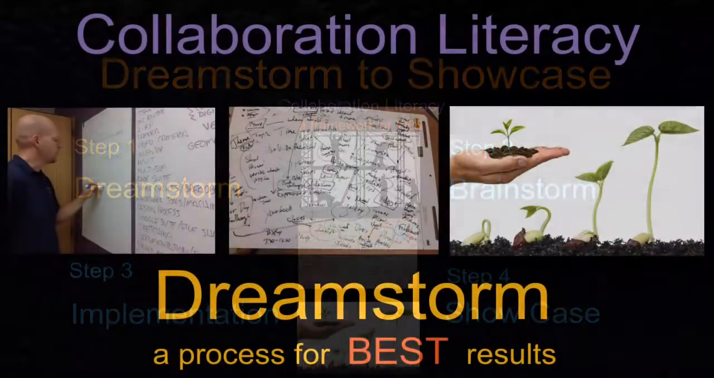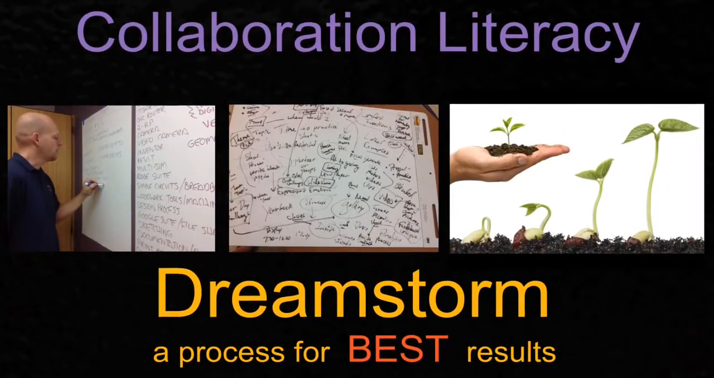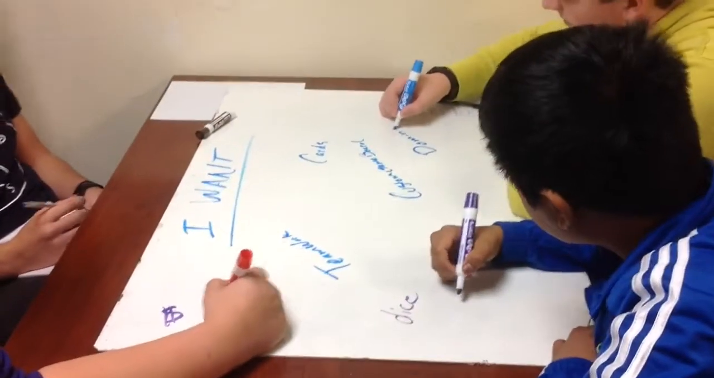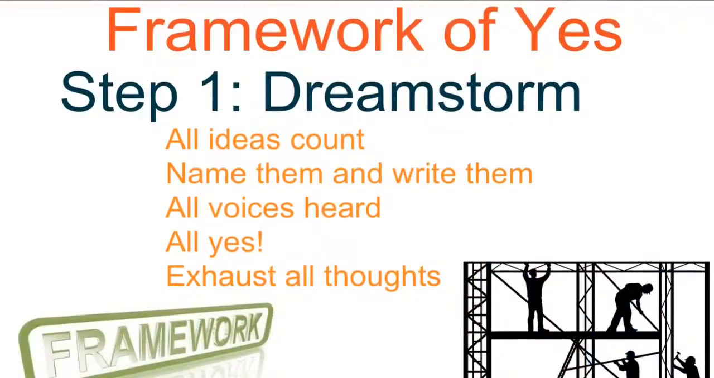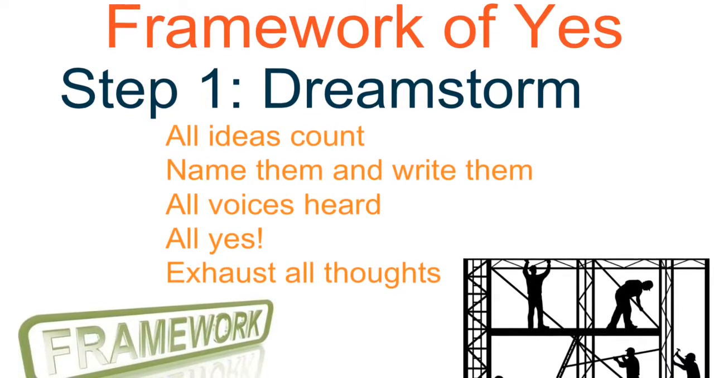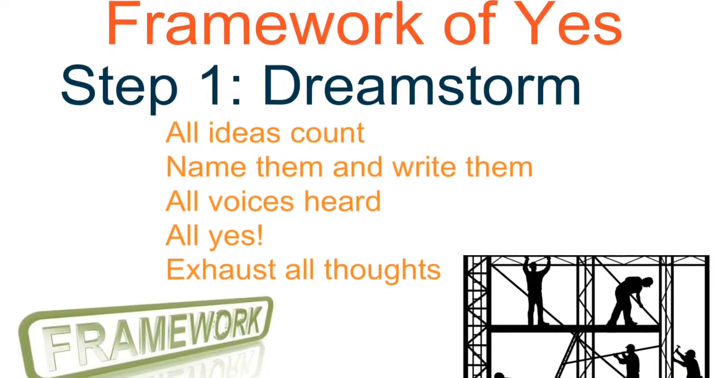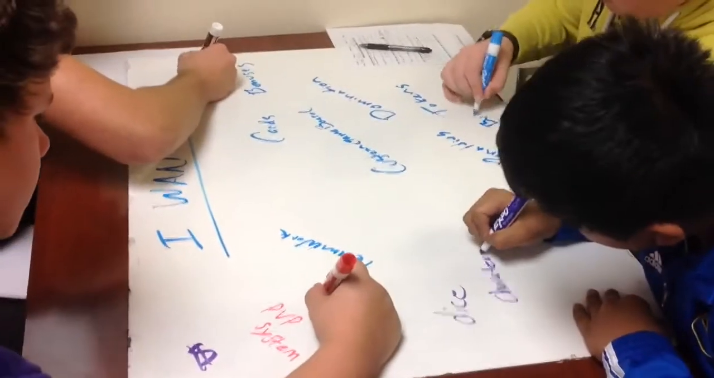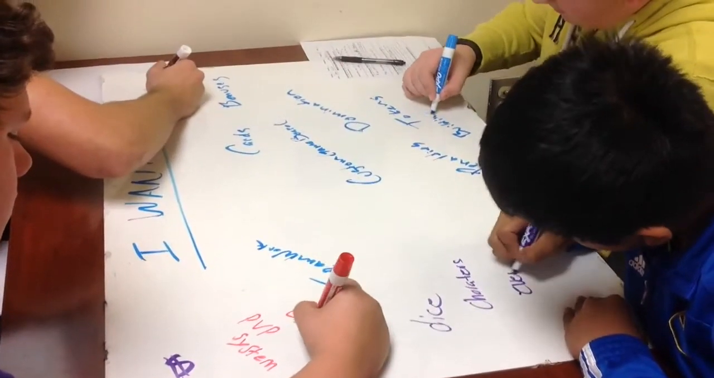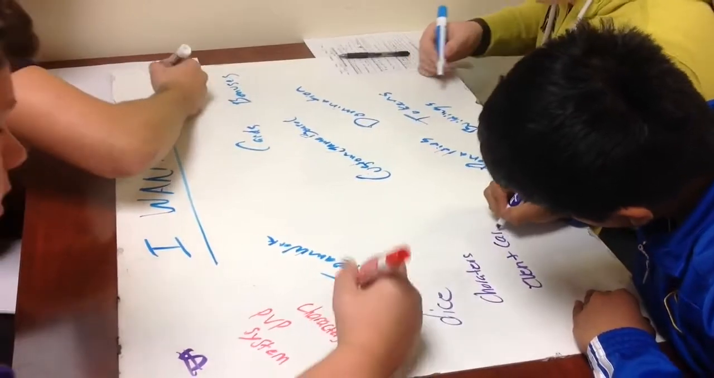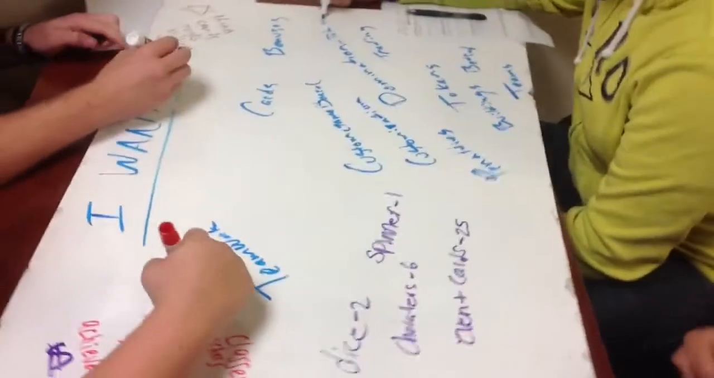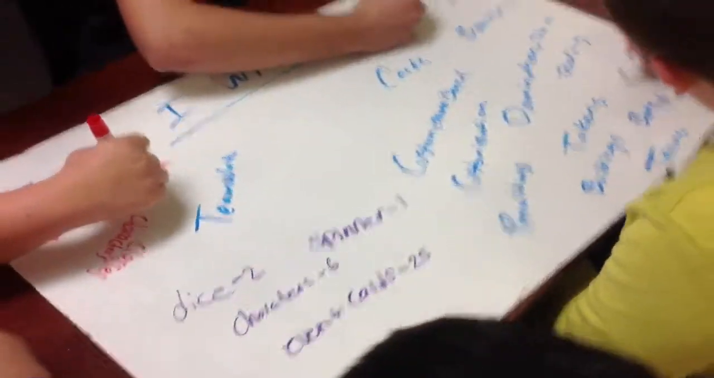Step 1, Dreamstorm. We will discuss the features of Part 1. All ideas count, name them and write them. All voices are heard. All yes all the time. All ideas are exhausted. In this scenario, each member is contributing to what they want to see as they are beginning to envision the project. This particular task was designing an authentic game the world has never played. All members are actively invested in the process. The goal is to incorporate what each individual wants.